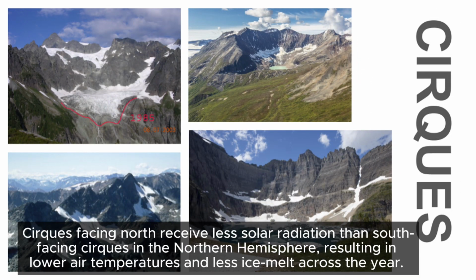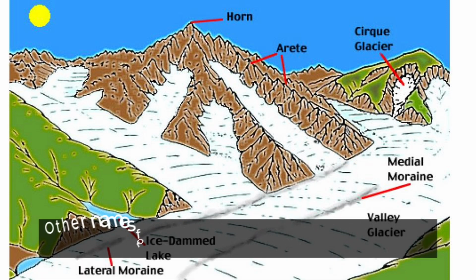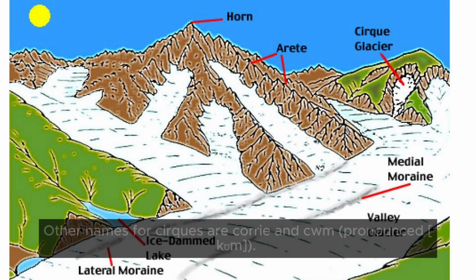Cirques facing north receive less solar radiation than south-facing cirques in the northern hemisphere, resulting in lower air temperatures and less ice melt across the year. Examples of cirques include the Eel Glacier on Mount Anderson in Washington. Some types of cirques include the simple, compound cirque complexes, staircase, and troughs. Other names for cirques are corrie and combe.